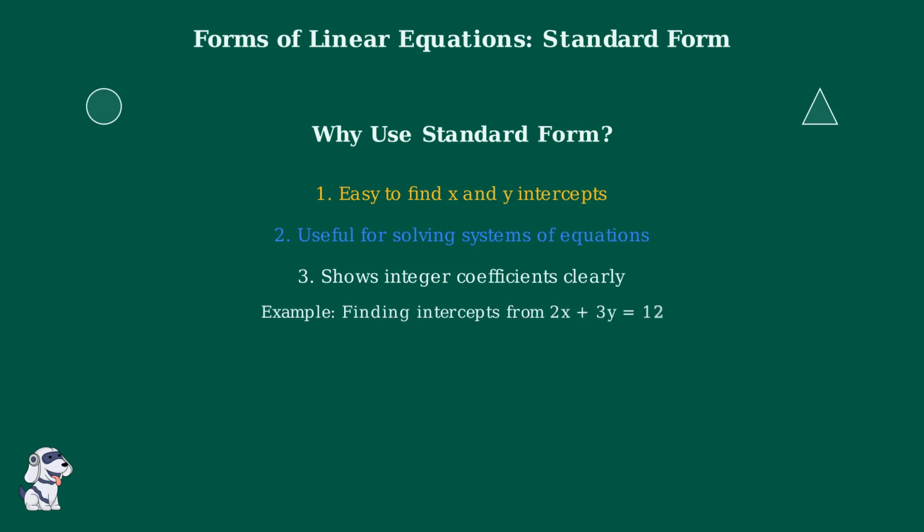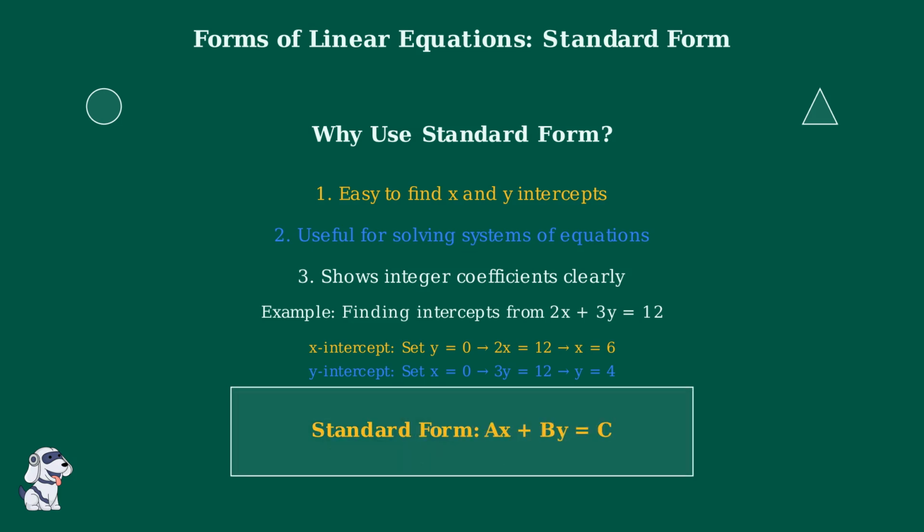For example, with 2x plus 3y equals 12, we can quickly find intercepts. For the x-intercept, set y equal to 0 and solve. For the y-intercept, set x equal to 0 and solve. Standard form ax plus by equals c is a powerful way to represent linear equations, especially when working with intercepts and systems of equations.